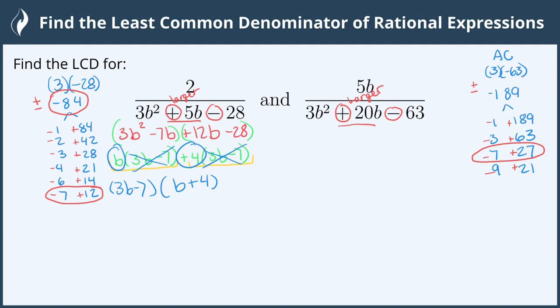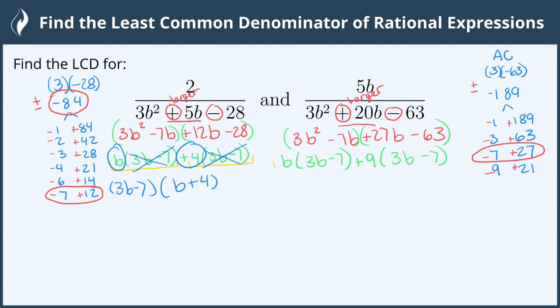So we can replace that 20b with our minus 7b plus 27b. So we have 3b squared minus 7b plus 27b minus 63. Now we'll go ahead and factor by grouping. In the first two, the greatest common factor is b. So we have 3b minus 7. And the greatest common factor in the second two is 9. So we'll factor out a positive 9, leaving us with 3b minus 7.